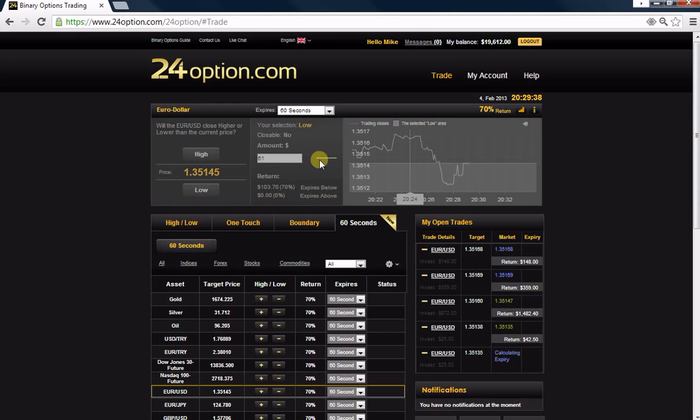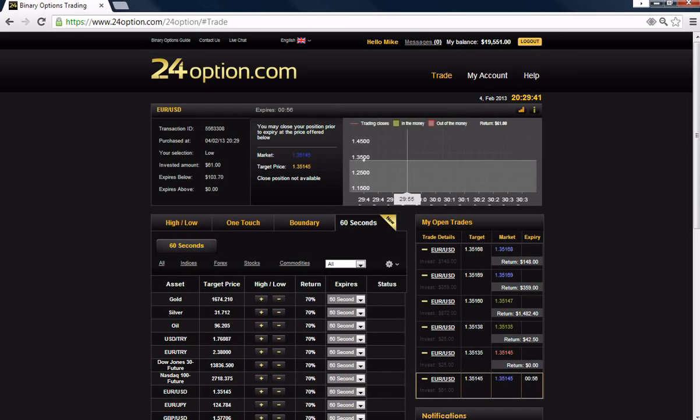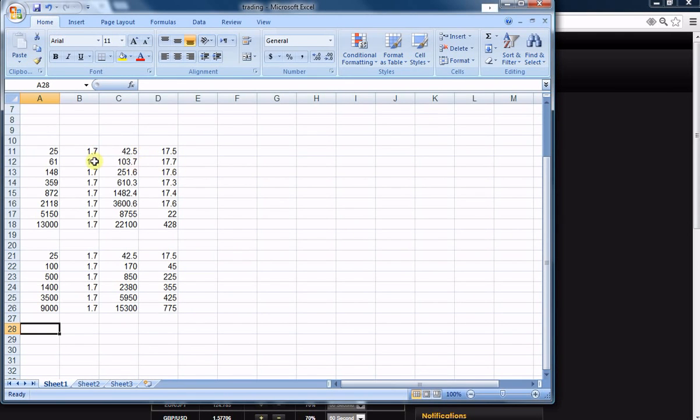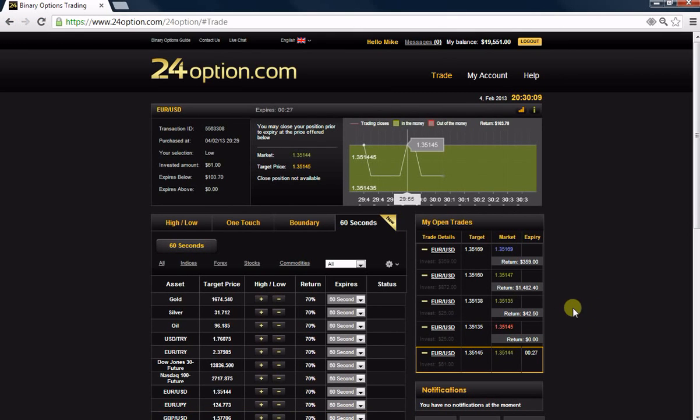Okay, looks like we lost that trade, so we got the $61 ready. Again, the $61, that gives us at 70% returns, that gives us a profit of $103.70. Taking into account the original $25 investment and the $61, that's $86 investment with a return of $103.40. That's profit of $17.7. So looks like this one's kind of hovering around.